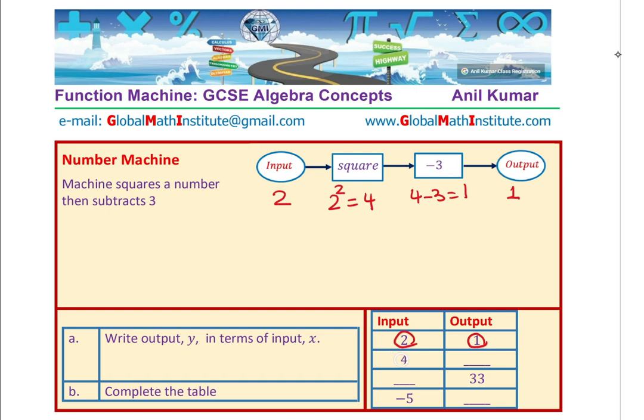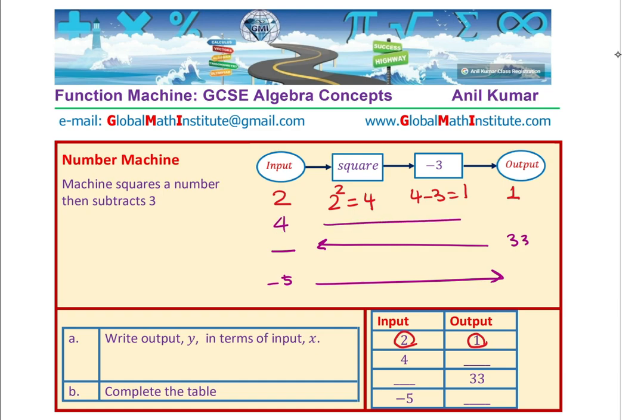Now you should calculate for 4 and minus 5 and then do reverse calculation when 33 is the output, right? So you have to figure out if output is 33, what should be the input? This is one thing. And then if input is minus 5, what should be the output? Also, for 4, what should be the output, correct? So I'd like you to pause the video, complete this table, and also write down what relates y with x, right? So you are squaring the number, then taking away 3.